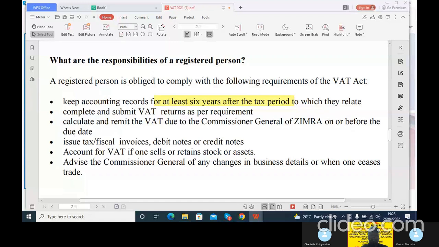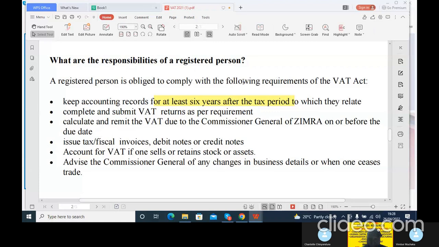To account for VAT if one sells or retains stocks in or assets, can I register the operator? Can I win announce my closing stocks? Can I stock your retainer? Even ukatenge sama fixed assets. Ukatenge sama fixed assets ya watenge sa truck yako, watenge sa furniture. Uri registered operator, unofanina futi ku charge output tax on those assets.